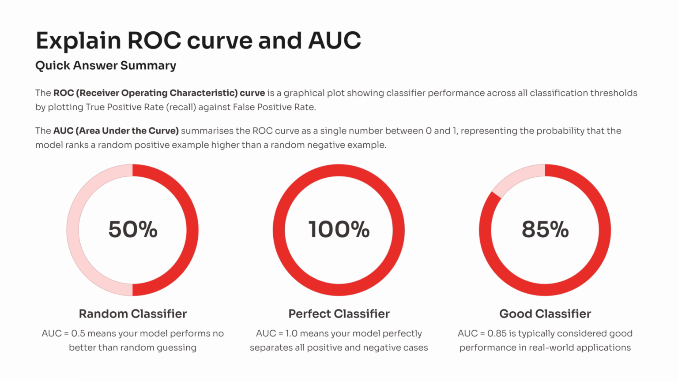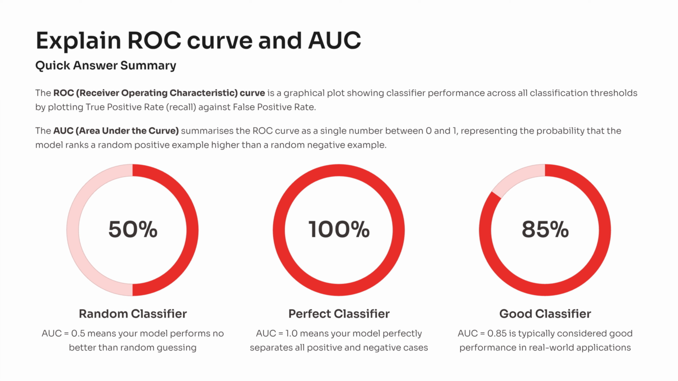Now, instead of focusing on just one threshold, the AUC, or area under the curve, summarizes that entire curve into a single number, ranging from 0 to 1. Think of it like this. A model with 50% AUC is no better than flipping a coin. 100% AUC means the model perfectly separates all positives and negatives. And in the real world, something around 85% AUC is considered solid performance.